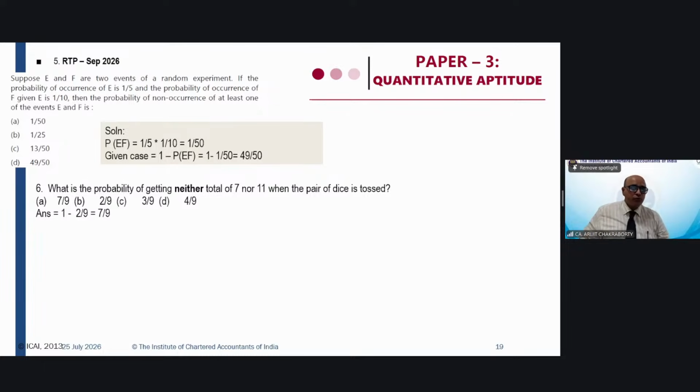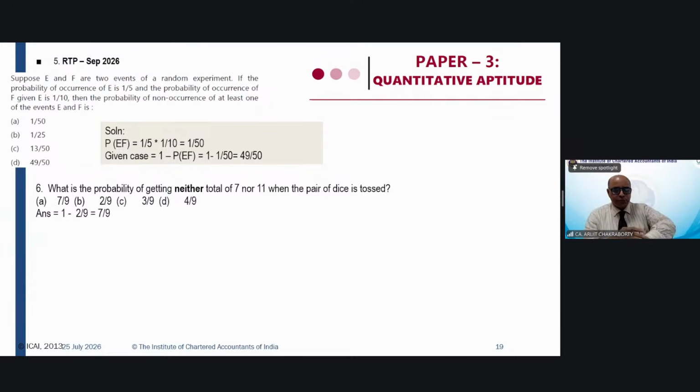So what we will do, we will first find out the number of cases when we will get 7 and 11, and then we will find out the complementary event. For 7 and 11, the complementary event is neither 7 nor 11. I hope you understand the concept of complementary event. So what is the probability of getting a total of 7 or a total of 11 when you roll a pair of dice?